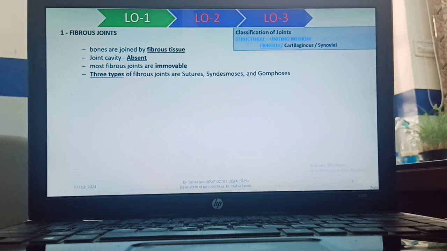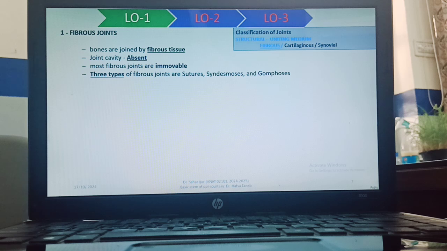Talking about the structural classification, we said that it is based upon the uniting medium between the articular surfaces, or the edges of the bones coming together to make up this joint. There can be one class called fibrous joints. Fibrous joints means the medium uniting the two bones together is connective tissue fibers. In such a joint, there is no joint cavity. There's no space left for the joint cavity, right? The fibers are holding the edges together.